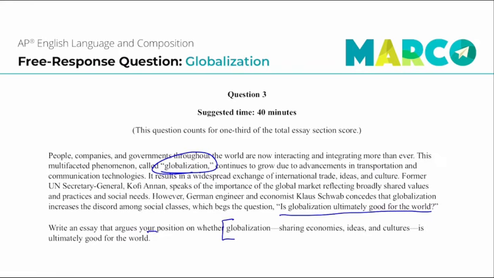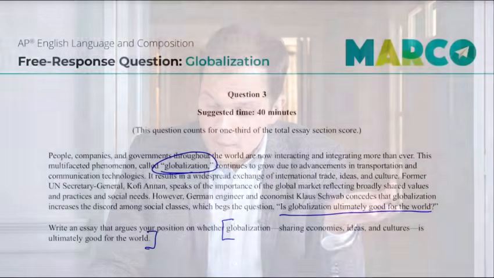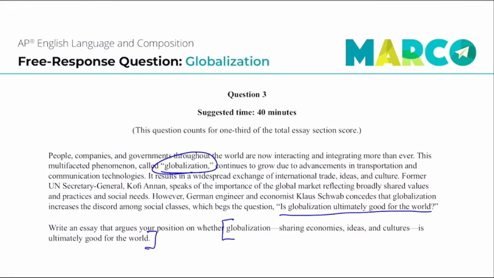Write an essay that argues your position on whether globalization, sharing economies, ideas, and culture, is ultimately good for the world. So I'm going to bracket this off. This is my task. I need to explain my position on whether globalization is ultimately good. Now, I heard one argument, which was that it helps the global market with broadly shared values, and I heard one very German detractor say that it increases discord among the social classes. So which is it? Or is it some other dimension of globalization that I should emphasize?